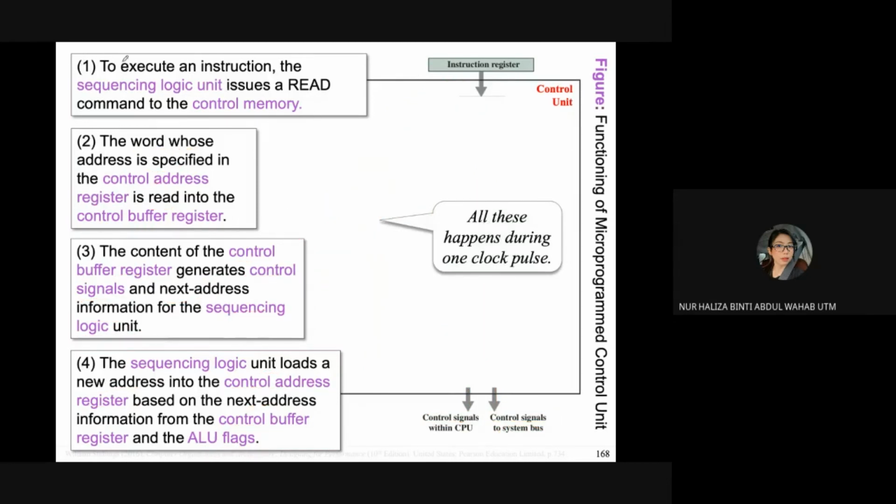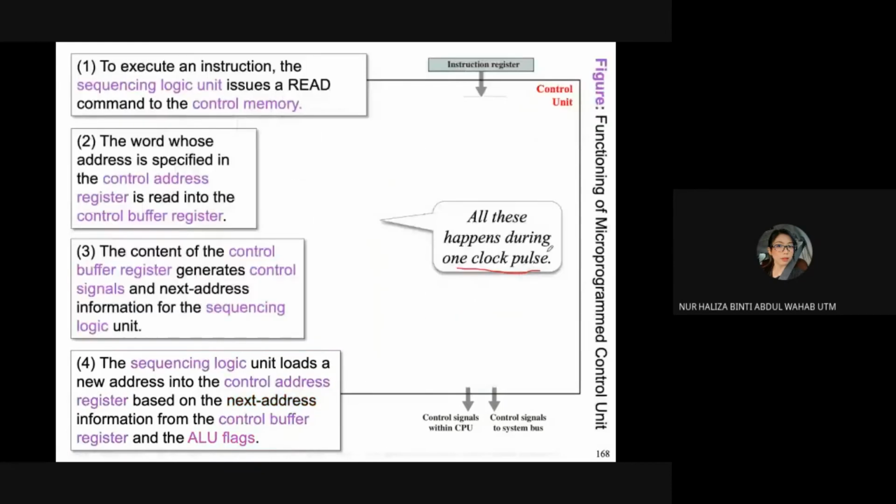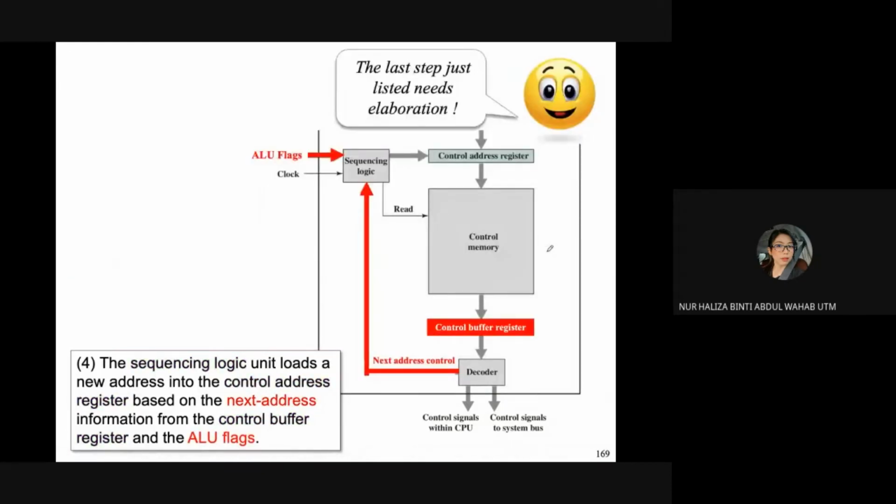All this happen, you can see, all of this happen during one clock pulse only. That's why you cannot see using your eyes. The last step just need elaboration. You can see over here, this is your ALU and also your next control. This one.